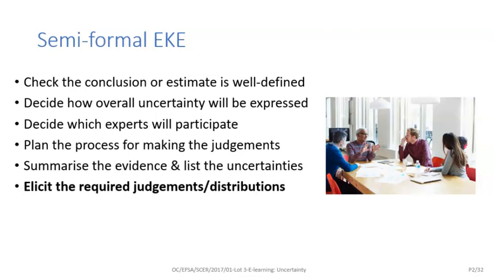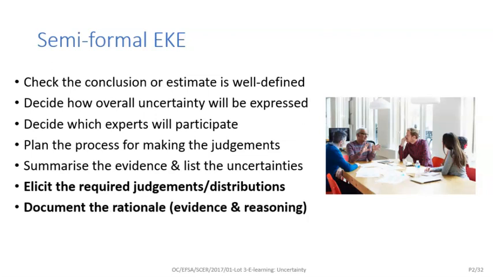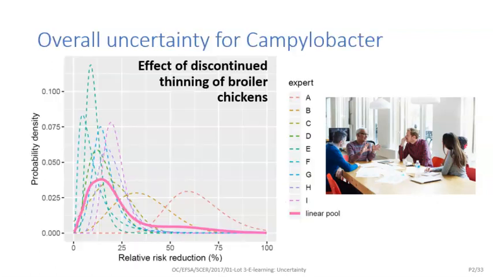The final steps are to elicit the required judgments or distributions and document the rationale, that is, the evidence and reasoning for those judgments. This graph shows the results of 2 rounds of elicitation, assessing overall uncertainty for one of the control options for Campylobacter, discontinued thinning. The distributions with dashed lines are fitted to the individual judgments of the 9 experts, and the solid curve is the consensus distribution agreed by the experts as a group.